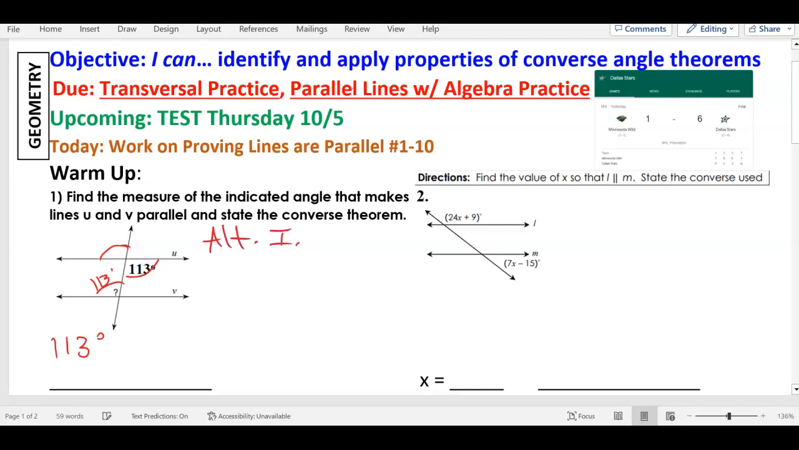Alt int. What do we know about alternate interior angles? Well, it's not S. It's not same side. Same sides are supplementary. That's the S rule. But we know alternate interior are congruent. So what we're going to write for our answer is alternate interior. Here's the key word. Converse. You can prove that the lines are parallel if alternate interior are congruent. So if that's 113, then yes, the lines will be parallel. Do you see how that's backwards?